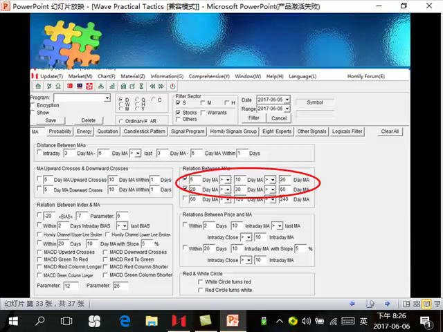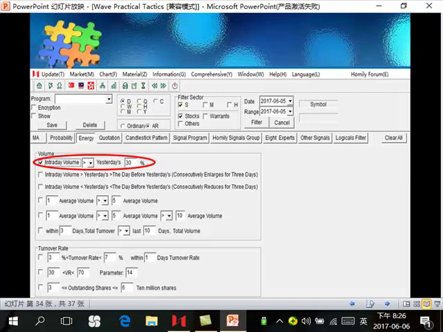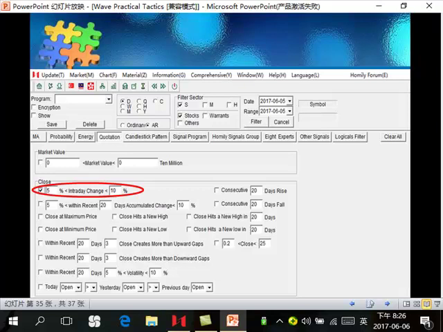The next one, energy. Intraday volume more than yesterday's 30%. Why? This condition tells us whether volume increases or decreases. Increase is better. If the price goes up, volume should increase, okay? This is the second condition. Then this one, quotation, 5% less than intraday change, less than 10%.